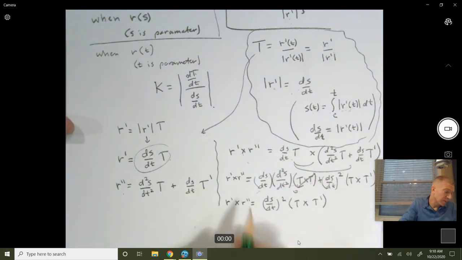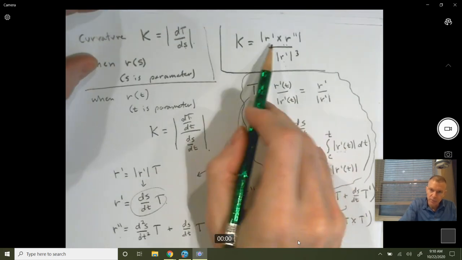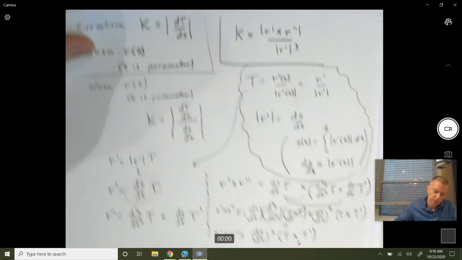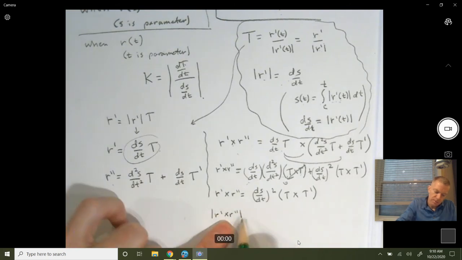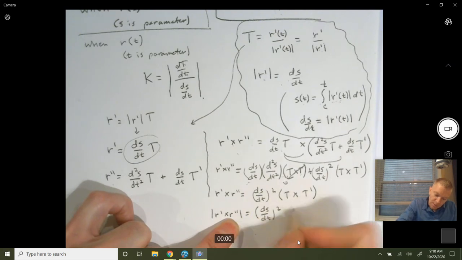Okay, now we want the magnitude. So the magnitude of r prime crossed r double prime. Remember why we want the magnitude: if we go back up here, in the formula it is a magnitude. So our magnitude of r prime cross r double prime already is a magnitude, so that we leave alone. Then we want the magnitude of t crossed with t prime.